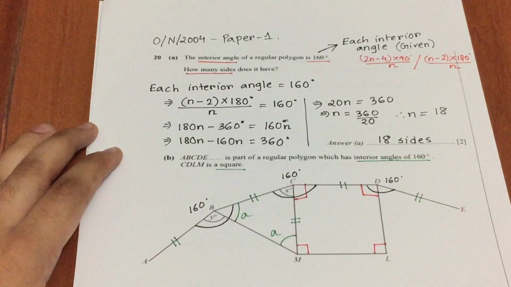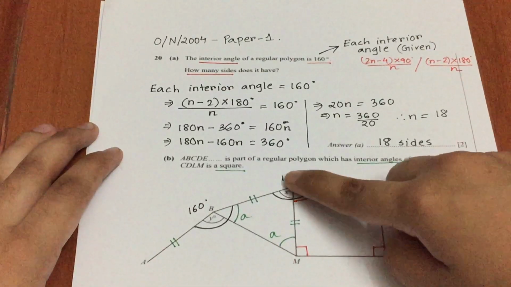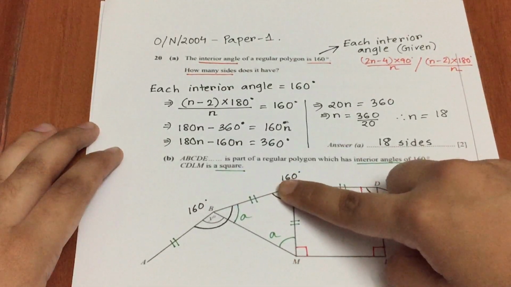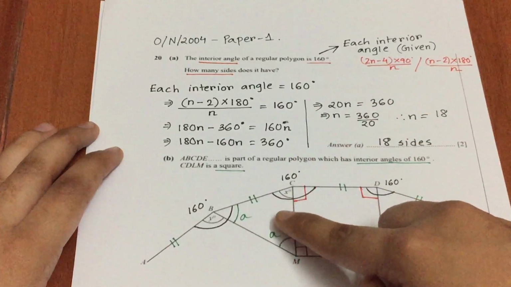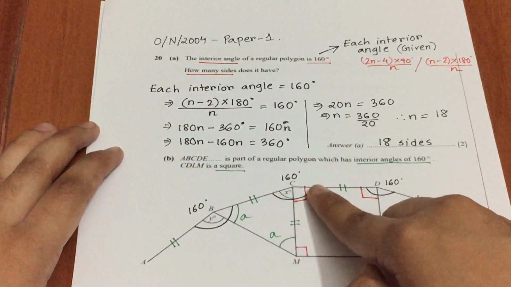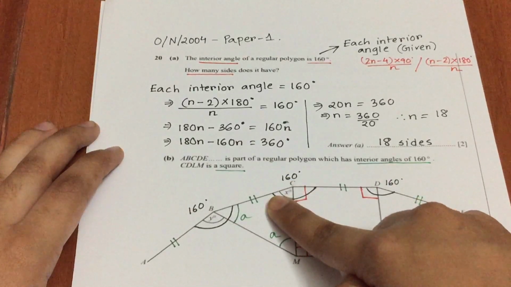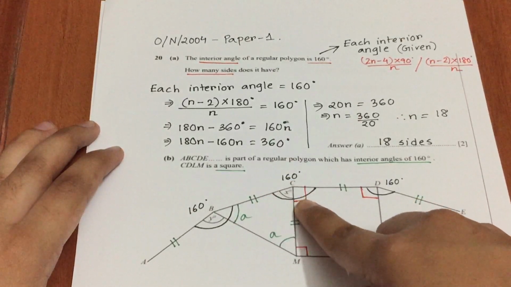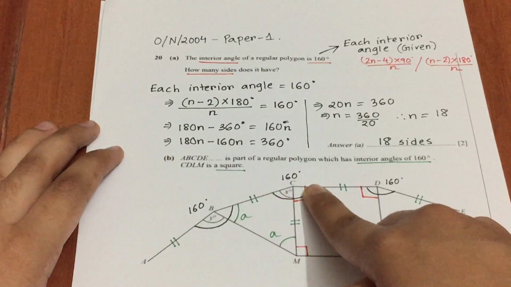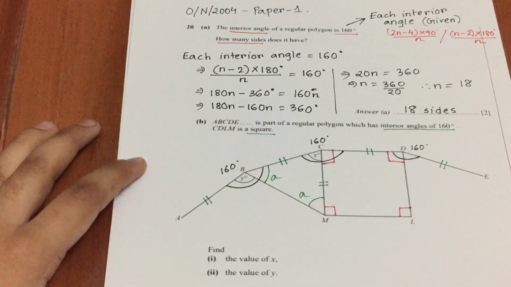So now we are told to find the value of x. So x, as you can see here, is this angle, and since this entire angle is 160 and this part is 90, I can easily find out x by subtracting 90 from 160. So 160 minus 90.